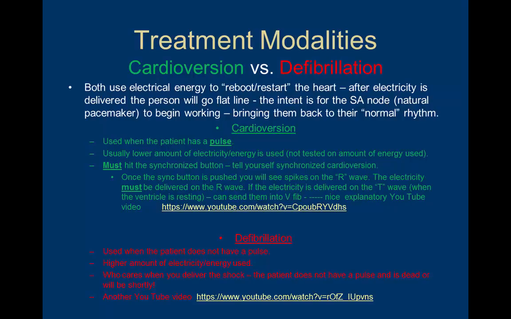Again, when do you use synchronized cardioversion versus defibrillation? Synchronized cardioversion is used when the patient has a pulse. Usually a lower amount of energy is used, and again, you're not tested on how much energy should be applied. That is a physician prescription. However, to perform a synchronized cardioversion, you must hit the synchronized button.